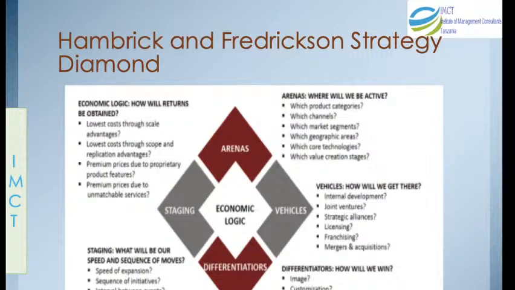And lastly is what we call economic logic: how do you get money back? That you can do through lower cost by scale advantage, producing a lot with a small amount, lower costs through scope and replication advantage, premium prices due to product features, but also premium prices due to unmatchable service. So this is what we call the Hambrick-Fredrickson Strategy Diamond. It's a diamond. Even the picture of it is a diamond.